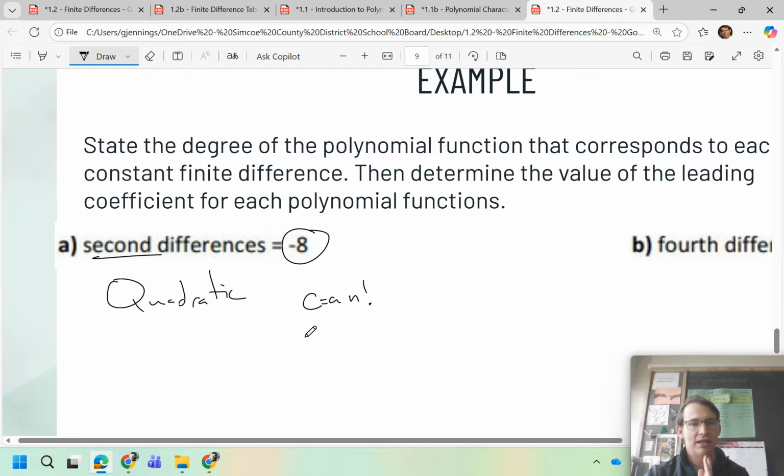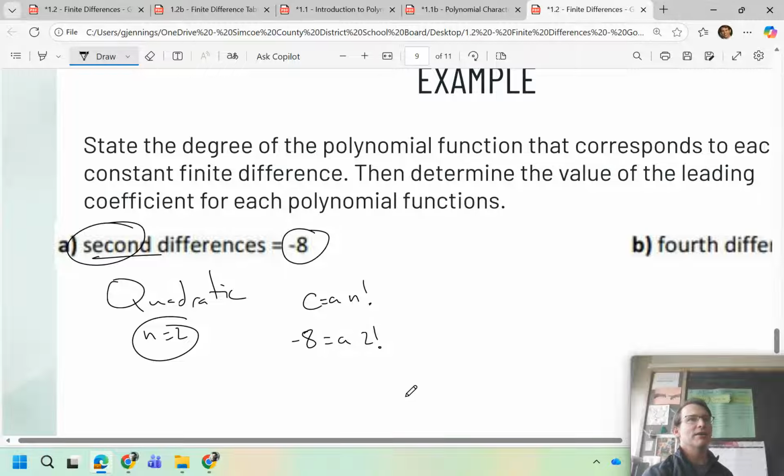C equals a n factorial. The c was minus 8. The a we don't know yet, and the n was 2 for quadratic. Second differences, so we are 2 factorial. Anyone happen to know 2 factorial without a calculator? It's 2, because 2 times 1 is 2. That's like saying, how many different ways can I greet Nathan and Connor? I can say, hi Nathan, hi Connor, or I can say, hi Connor, hi Nathan, and those are the 2 choices. All right, it's only 2. So this is minus 8 equals 2a, and a is minus 4.